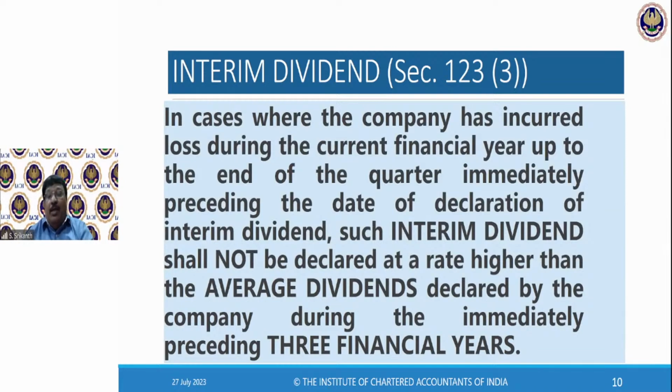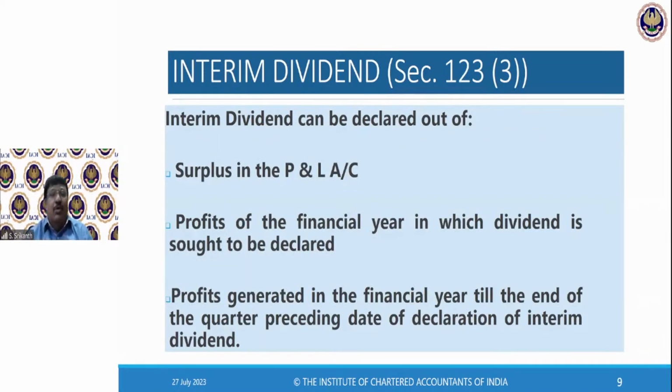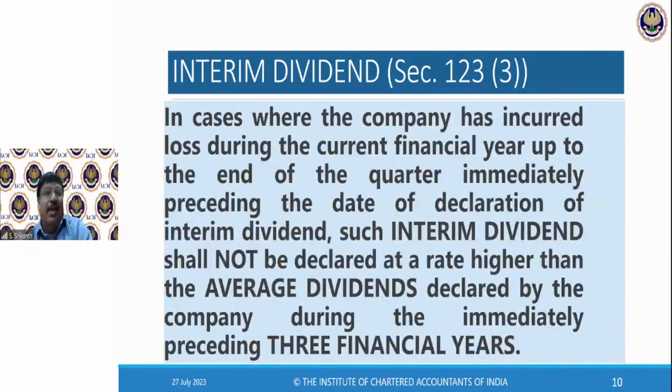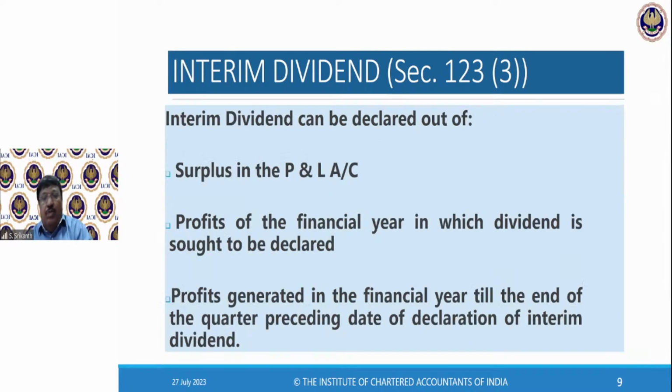See, now you will ask me another question. Darshan should ask me, sir, in first quarter, I had heavy profit. Second quarter also heavy profit. I declared interim dividend. Suddenly it became a loss. In case the company has incurred a loss in the current financial year, up to the end of the quarter immediately preceding the date of declaration, what then? This first question has no answer. Suppose by the end of the year it becomes a loss, what to do? Then you should be safe.